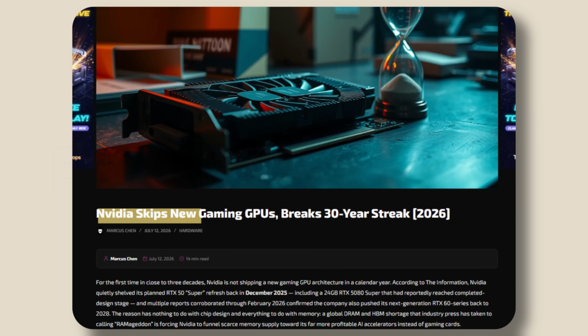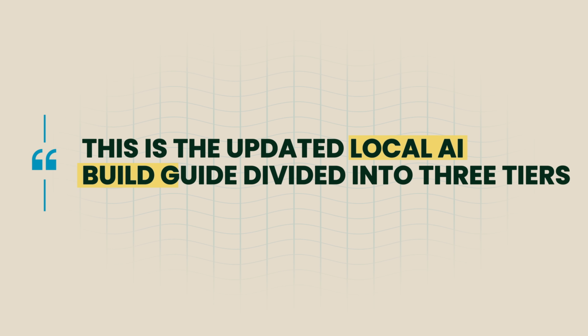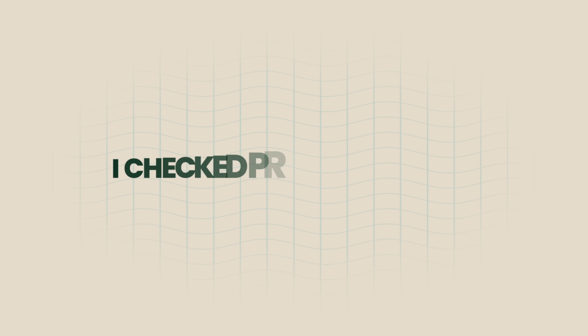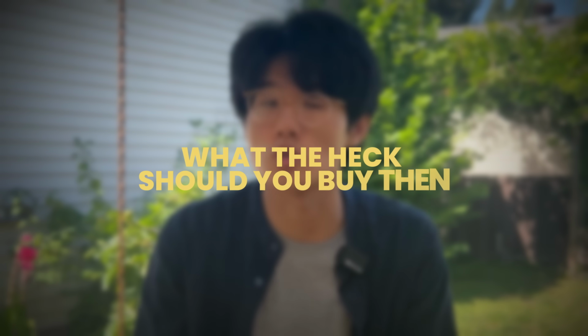I'm just kidding, you know. NVIDIA is skipping new gaming GPUs this year, which has not happened in about 30 years. So this is the updated local AI build guide divided into 3 tiers again. I checked prices yesterday, and one rule survives all of it: capacity decides what you can run, bandwidth decides how fast it can run, right? The real question is, what the heck should you buy then, right?